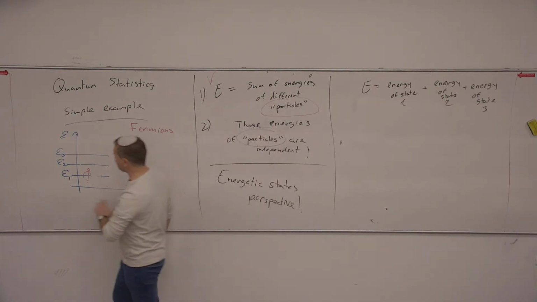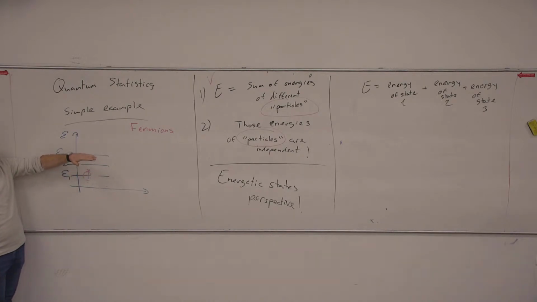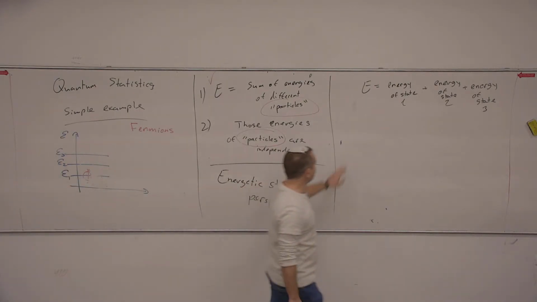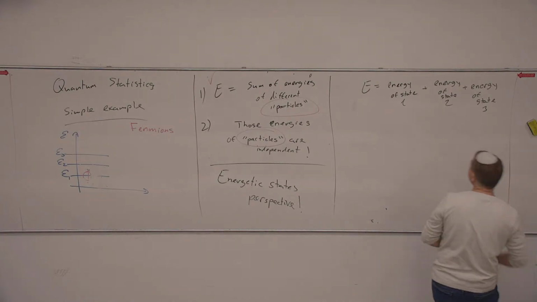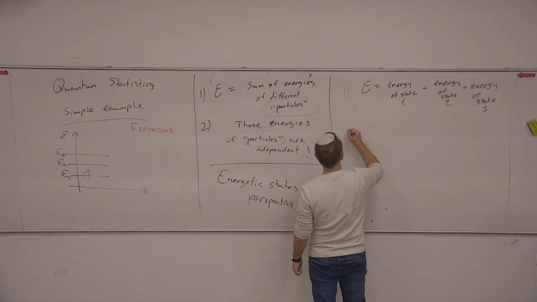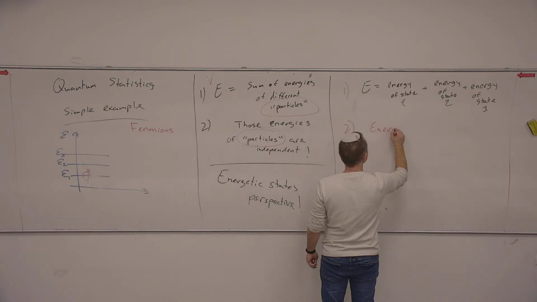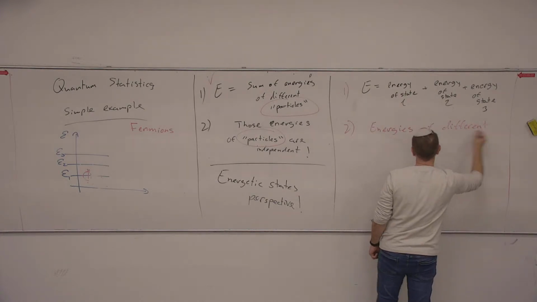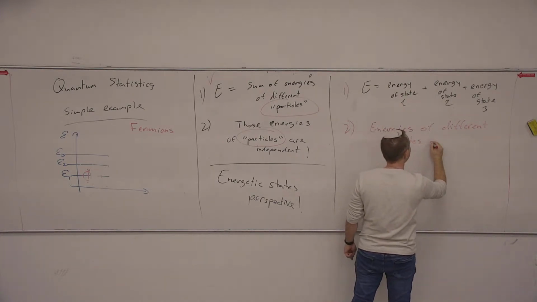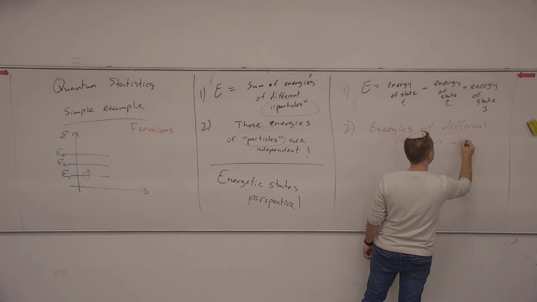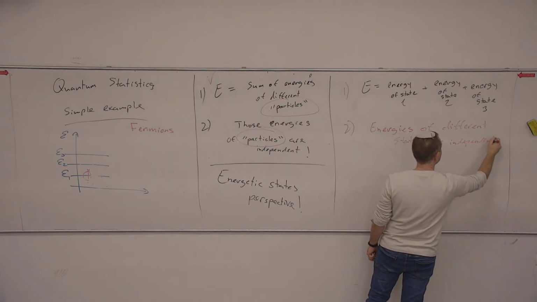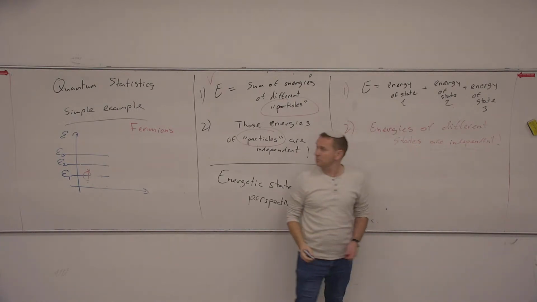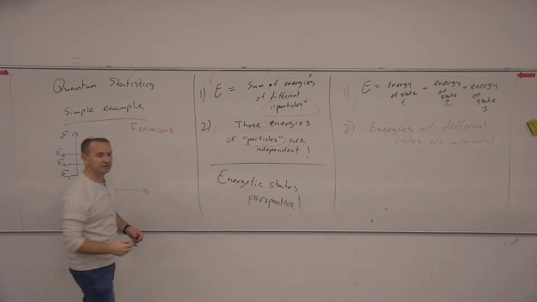Okay? From the pure physical perspective, I have energies. Each energy is either occupied or not occupied. There is no dependence on the different states. Okay. So this is 1, this is 2: energies of different states are independent. Okay. So number 2 is satisfied as well.